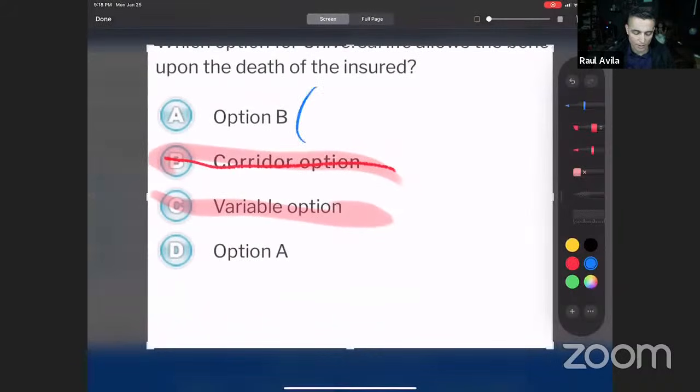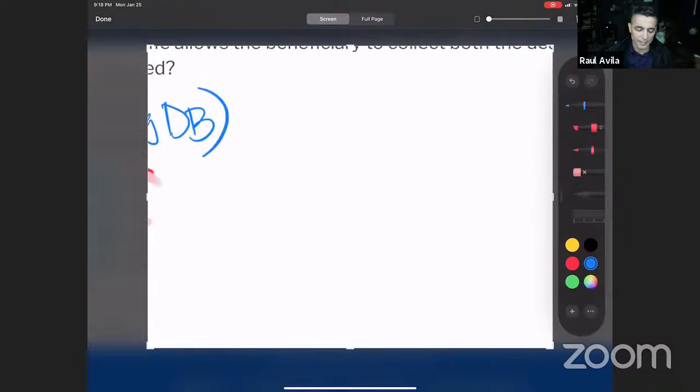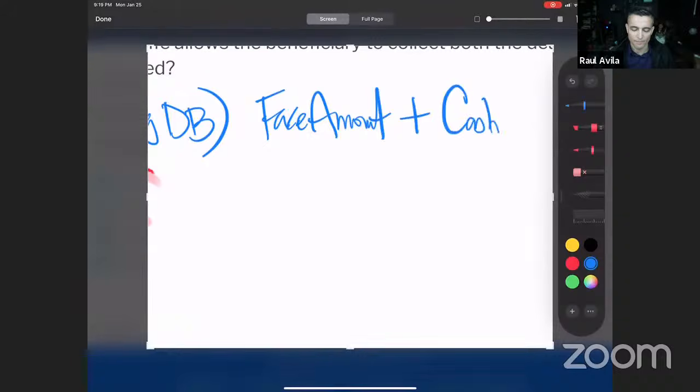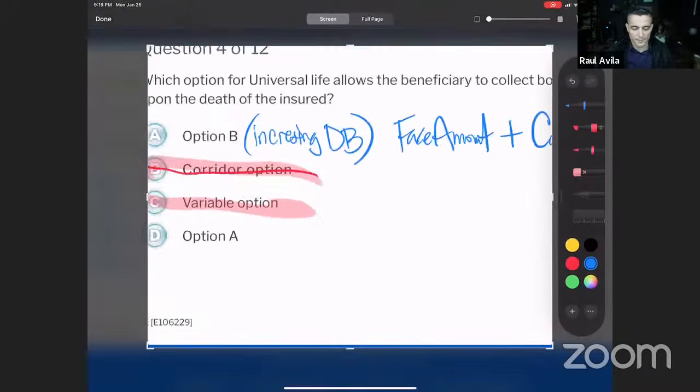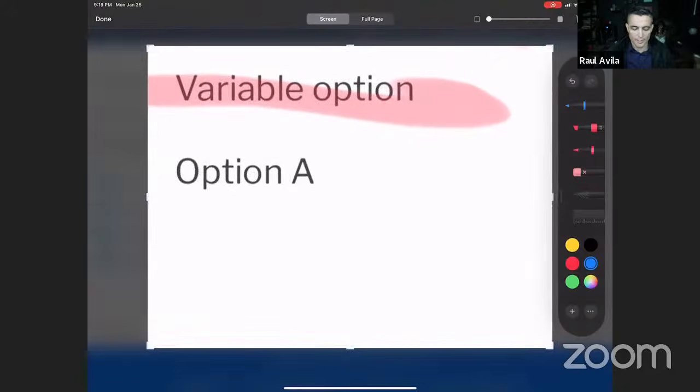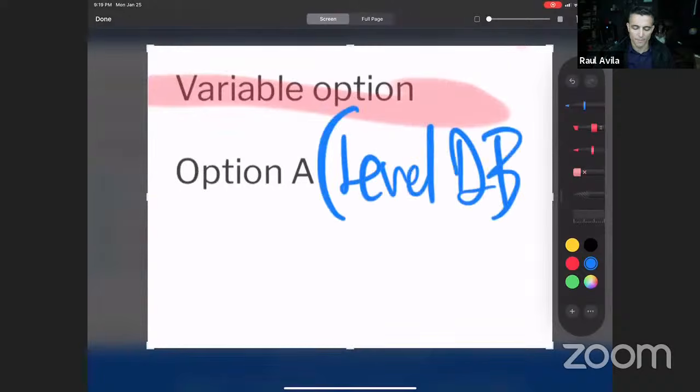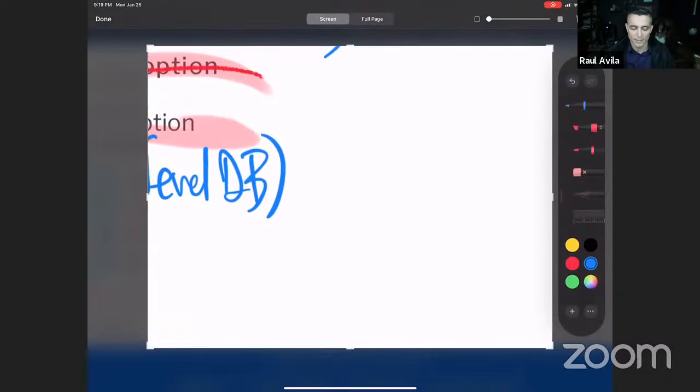Option B is called increasing death benefit, and that means that it gets both the face amount plus the cash value. Okay. Option A is level death benefit, and it just gives you the face amount.